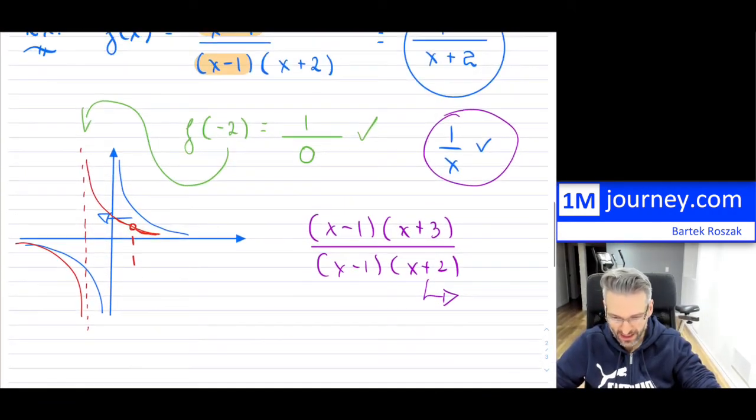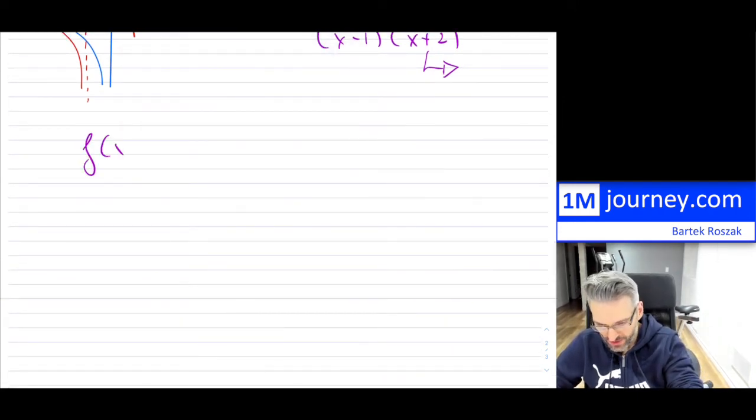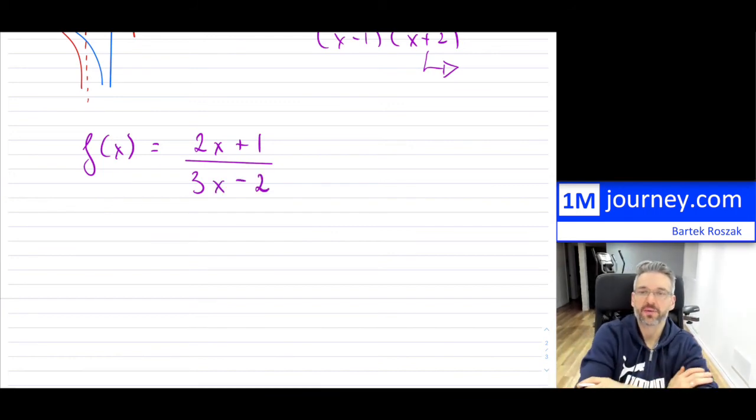Let's say it was something much simpler. So we have f of x. I'll give you a new example. Let's say that this was 2x plus 1, all over, the top one being of degree 1. And let's make the bottom one have exactly the same degree. Let's say this would be 3x minus 2. And that is my rational function.